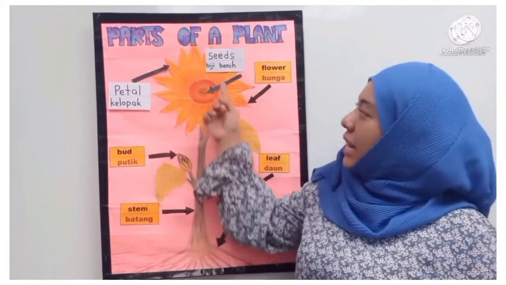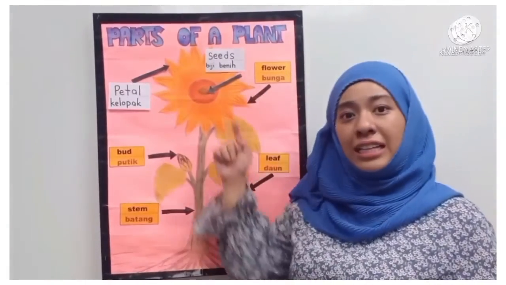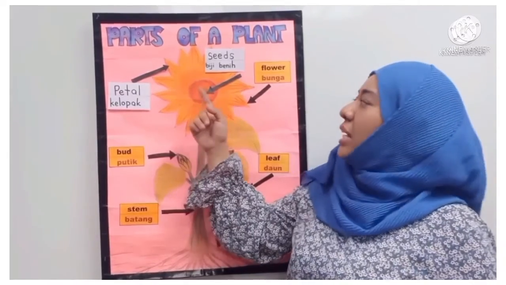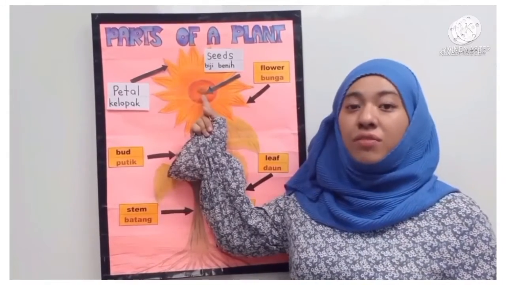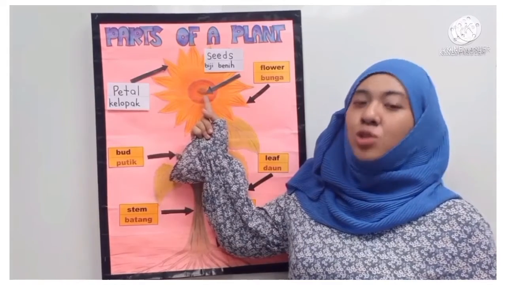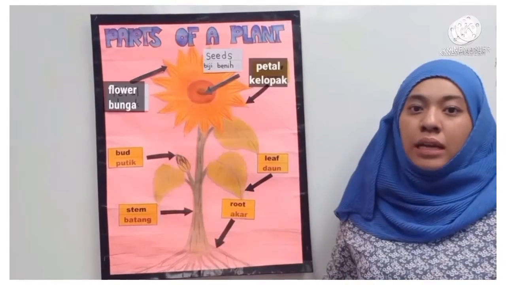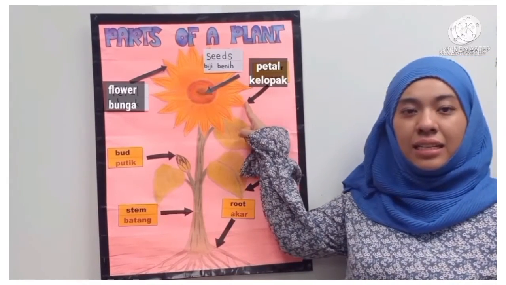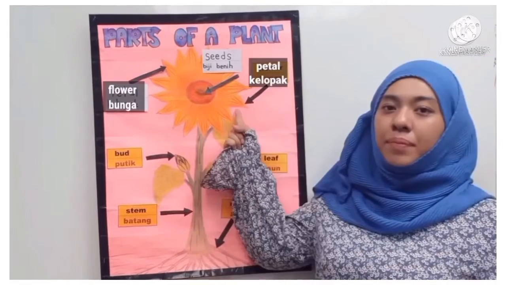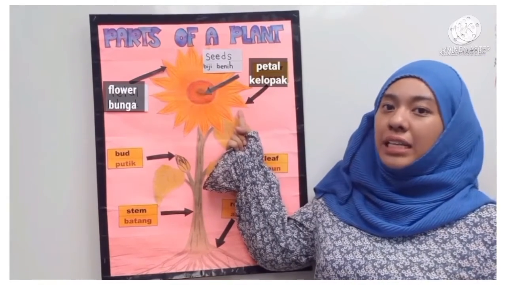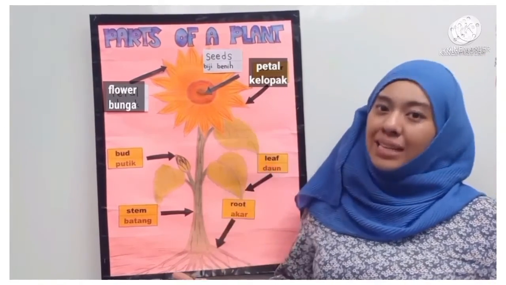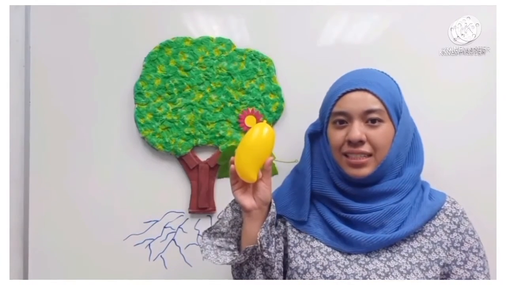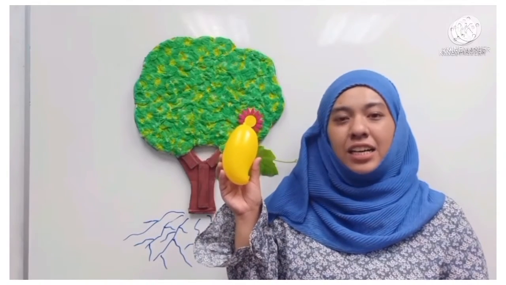The next part is the seed. What do we call this? Seed. Very good. Seed. Most flowering plants reproduce through seeds. The next one is the petal. What is this? Petal. Very good. Petal. Petals of different plants will not be of the same colors. The last part of a plant is the fruit. The fruit. In Bahasa Malaysia we refer to it as buah.